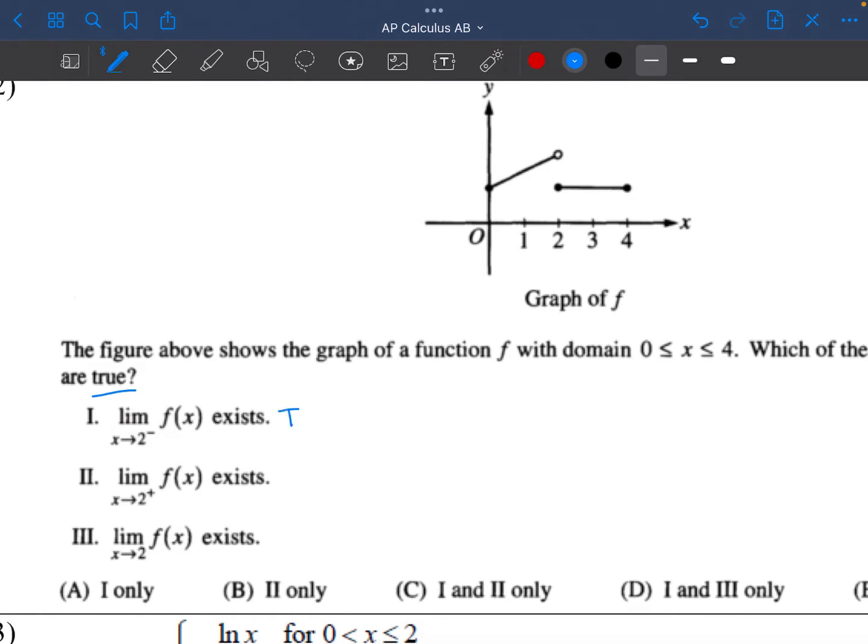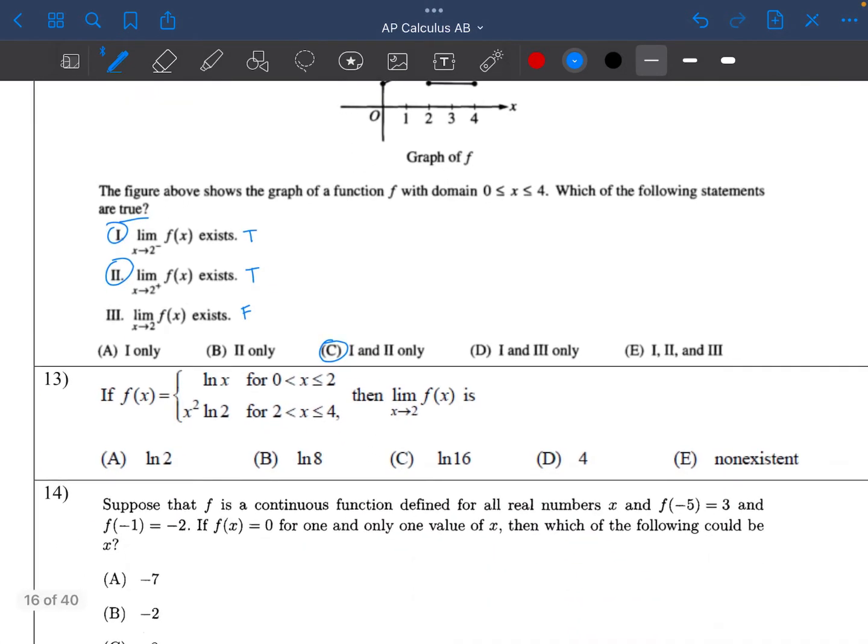It does approach some height. Exists just means that there is a height, right? And as I approach it from the right-hand side, plus means from the positive side. So from the positive side, I seem to approach some height. It's whatever that height is right there. So that one is also true. In order for this last one to be true, the left and the right height have to be approaching the same height. And you'll notice that is not true. This seems to be approaching this height versus this height. These two heights are not the same. Whenever they're not the same, it's false. The double-sided limit does not exist. So it's just 1 and 2 only. So I can circle those 1 and 2 only. So the correct answer here is C.